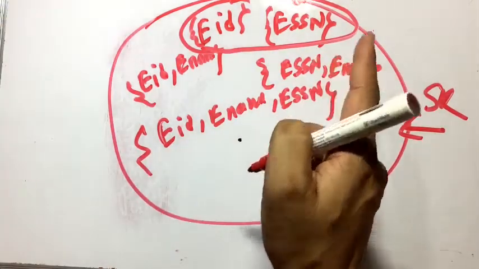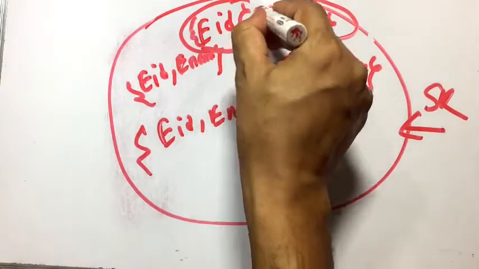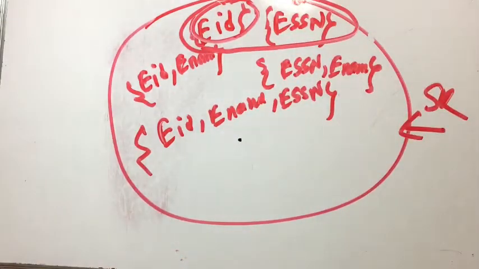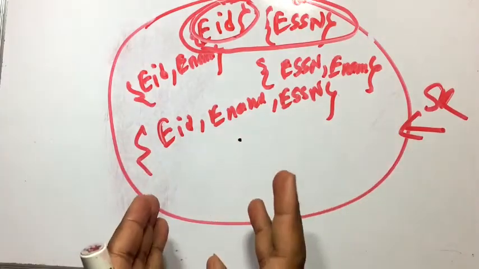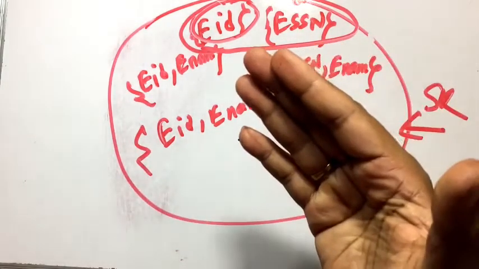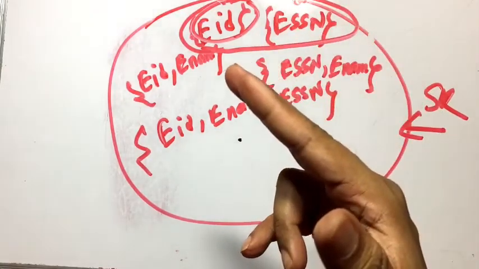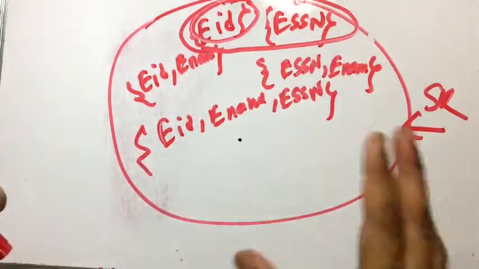And among EID and ESSN, you can consider one of them as the primary key, PK. This is the set concept: all candidate keys are super keys, all primary keys are candidate keys. So in this way you can say everything.